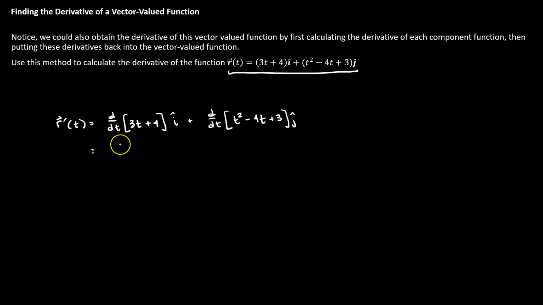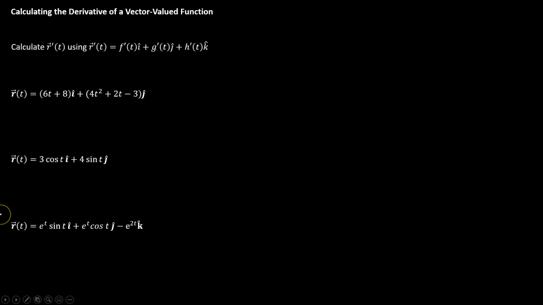The derivative of the i hat component becomes 3 i hat. The derivative of the j hat component becomes 2t minus 4 j hat. Much faster, much better. Let's do a few more examples using this beautiful shortcut that says the derivative of some vector function r is really just the derivative of each component function of r.